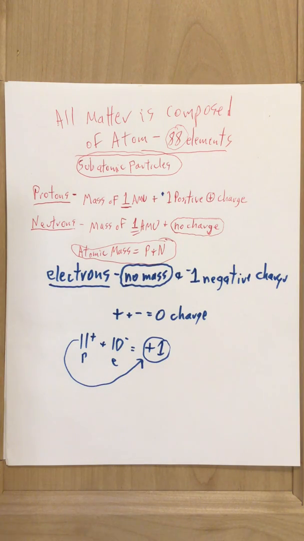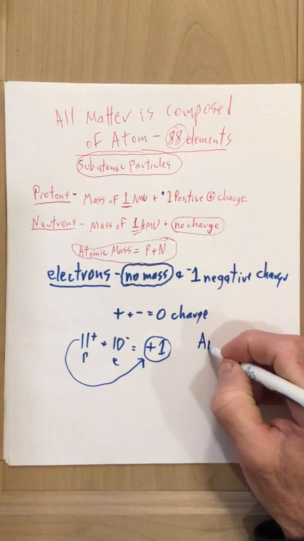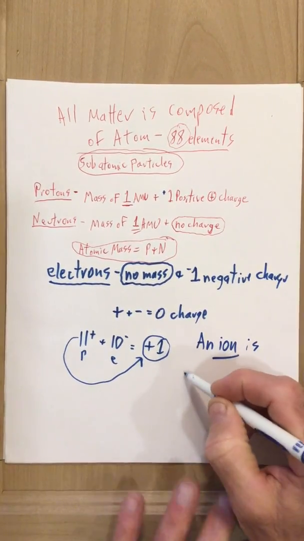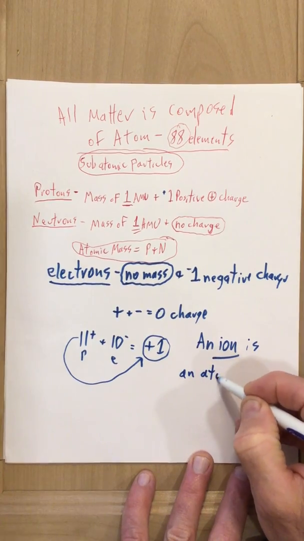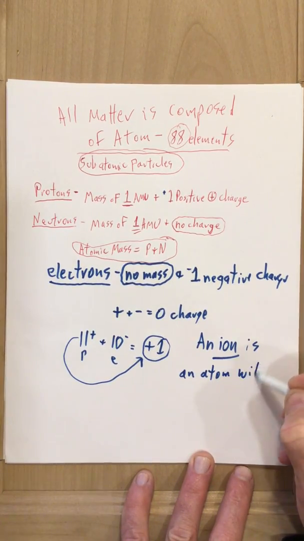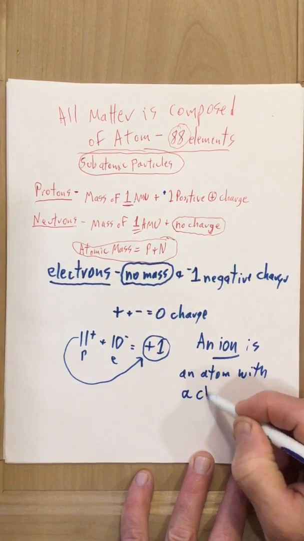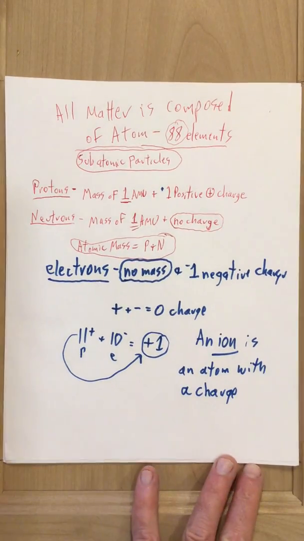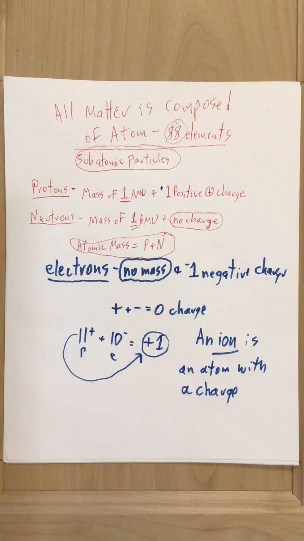When we talk about ions, let's just put that right here. An ion is an atom with a leftover charge. Okay? It can also be a whole molecule with a charge, but we'll worry about that later. An ion is an atom with a charge. All right, so far so good?